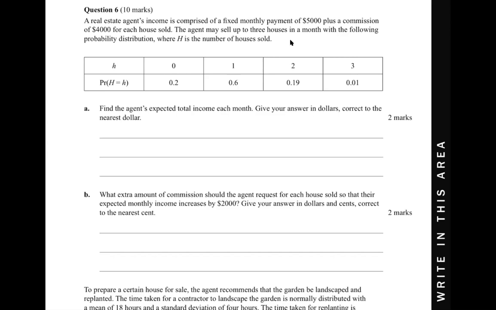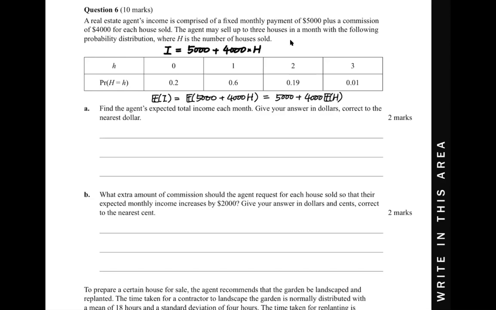So the expected income, let's say it's I, okay? I equals the base salary, $5,000 each month, plus 4,000 times H. Using that idea, we could say the expected income is 5,000 plus 4,000 times the expected number of houses.